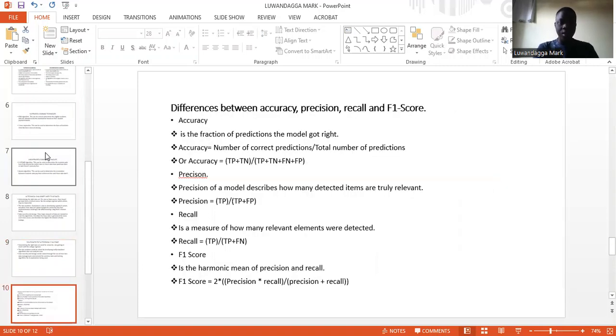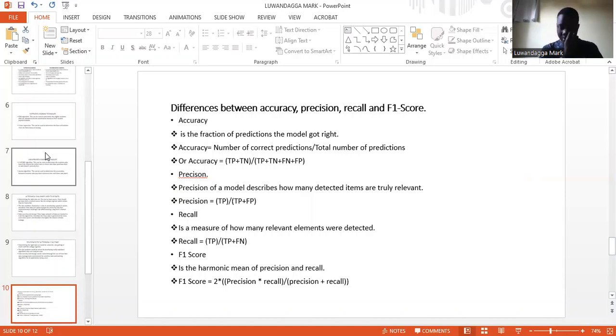Then also the differences between accuracy, precision, recall, and F1 score. Accuracy is the fraction of the predictions the model got right. Okay, we're going to define it here. Moving to the next line in the slide.